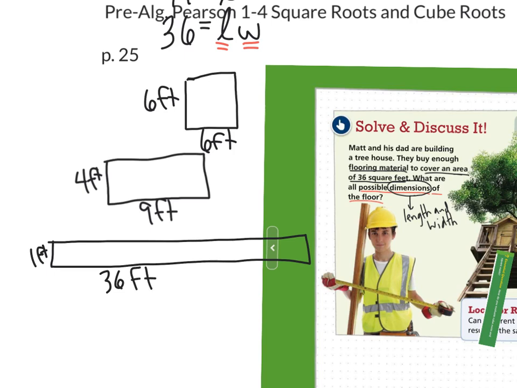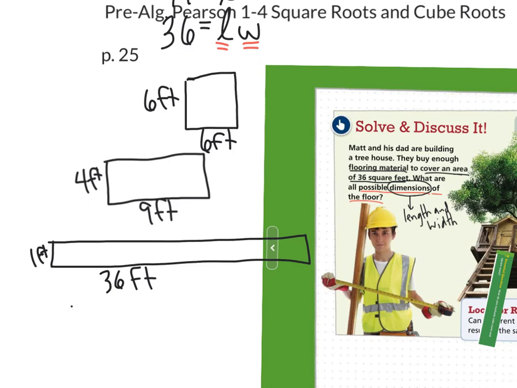Now to give you an idea on that, 1 foot by 36 foot, the tiles in this classroom, those are 1 foot by 1 foot. So if you can imagine basically a line of 36 of these tiles all lined up with each other, that might be a little hard to get around in that treehouse, a little hard to walk around, right?